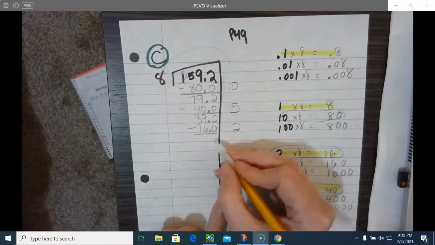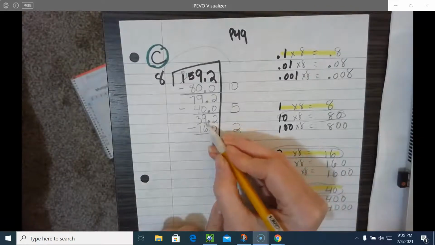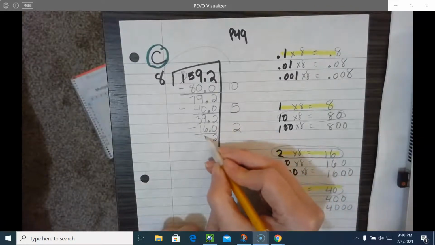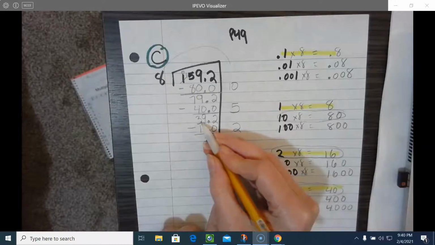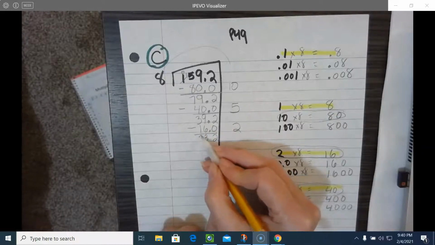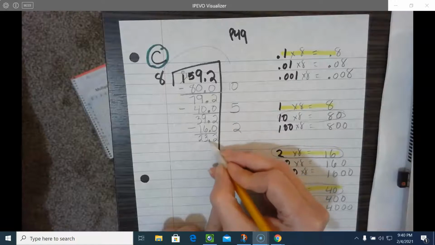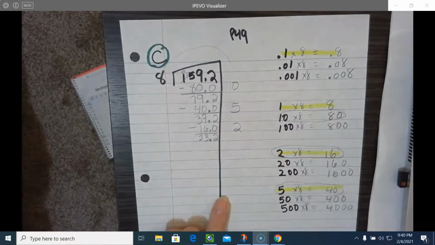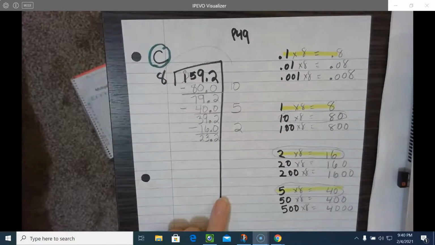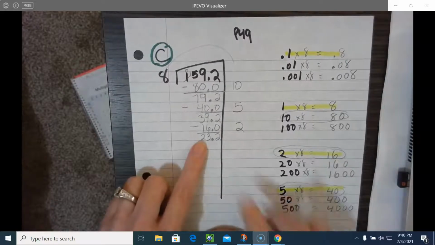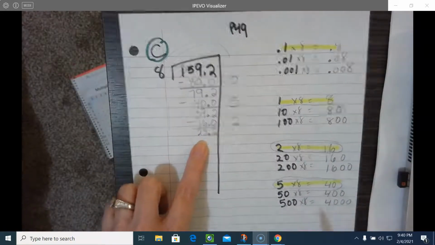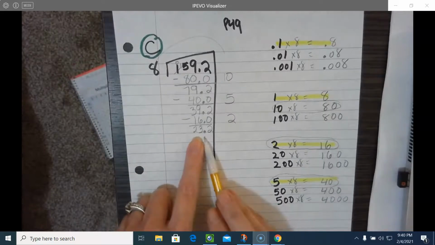Go ahead and do your subtraction. I have a 2, 9 take away 6. That's a 3, 3 take away 1, that's a 2. And then I have to bring that decimal point straight down. Now, 23, that's still less than 8. I'm still okay.